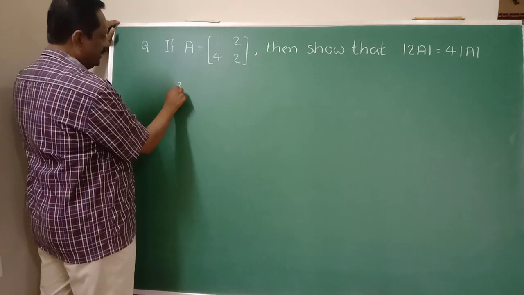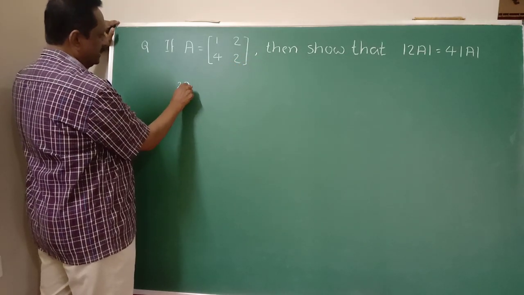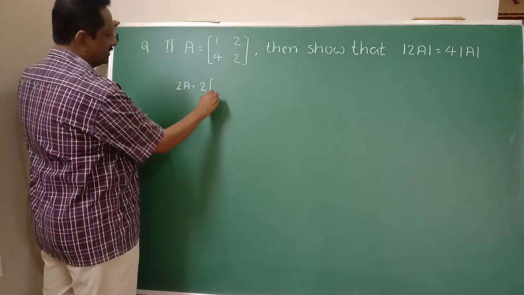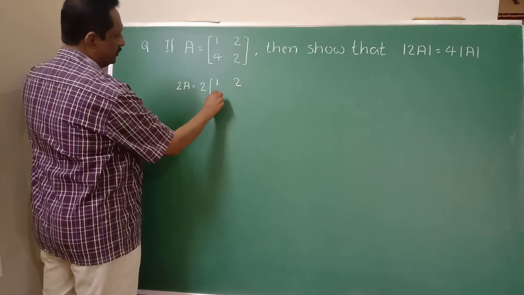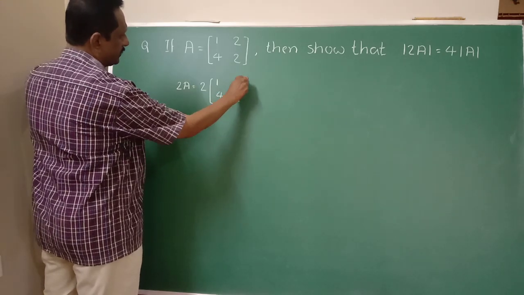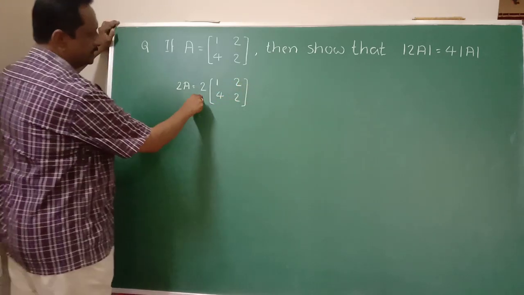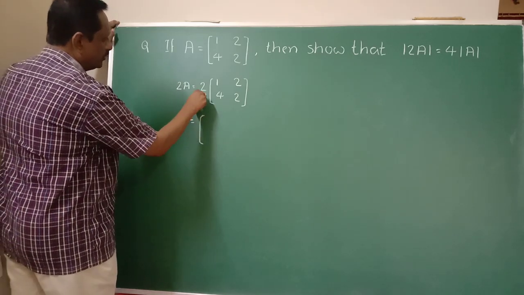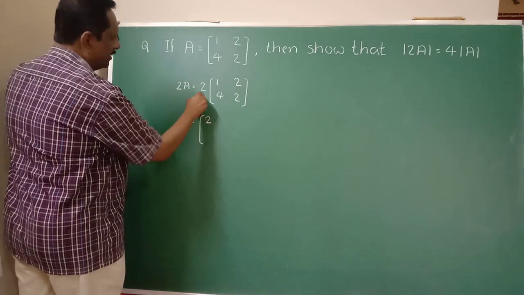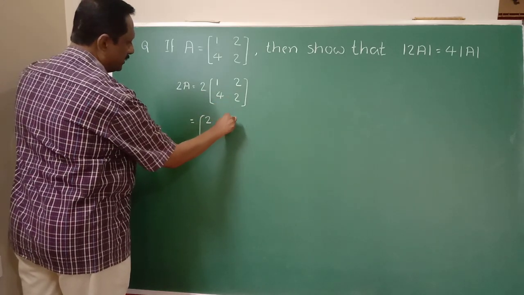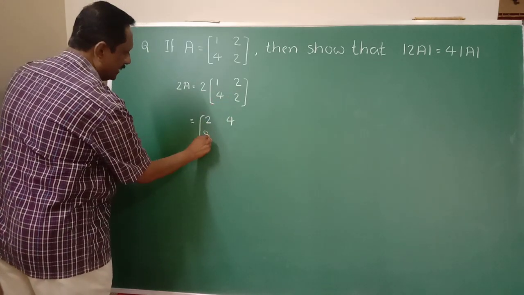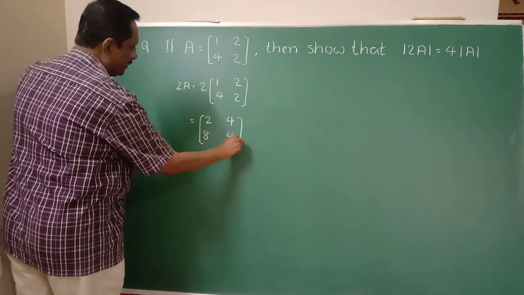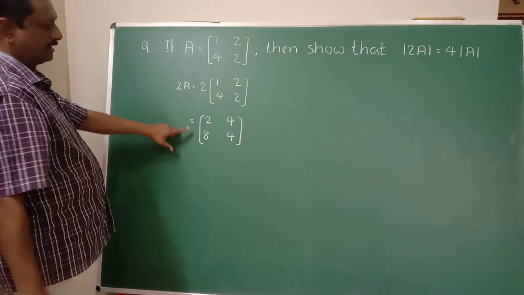Therefore, first you find 2 into the matrix A. So 2 into matrix A, [1, 2; 4, 2]. Take 2 inside the matrix. So this is equal to 2 into 1 becomes 2, 2 2s are 4, 2 4s are 8 and 2 2s are 4. So that is 2A.